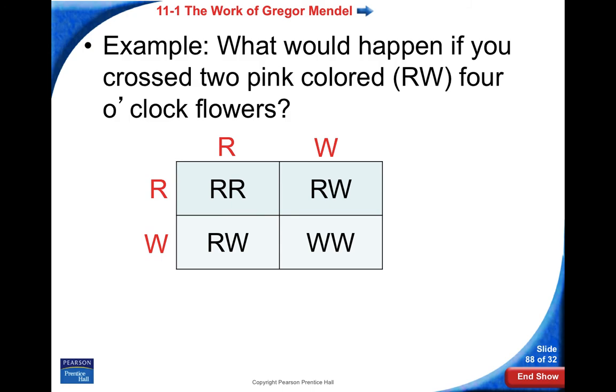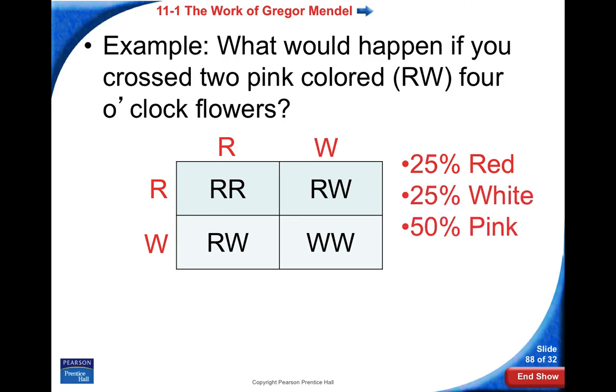Each flower has the genotype RW, so those are on the outside, which again, those red letters represent the gametes, the sperm or egg that those plants produce. And then the boxes on the inside represent the offspring. So you can see in this case, there would be a 25% chance the flower that was the result of this fertilization would grow red. There's a 25% chance it would grow white, and there's a 50% chance the flower would grow pink.